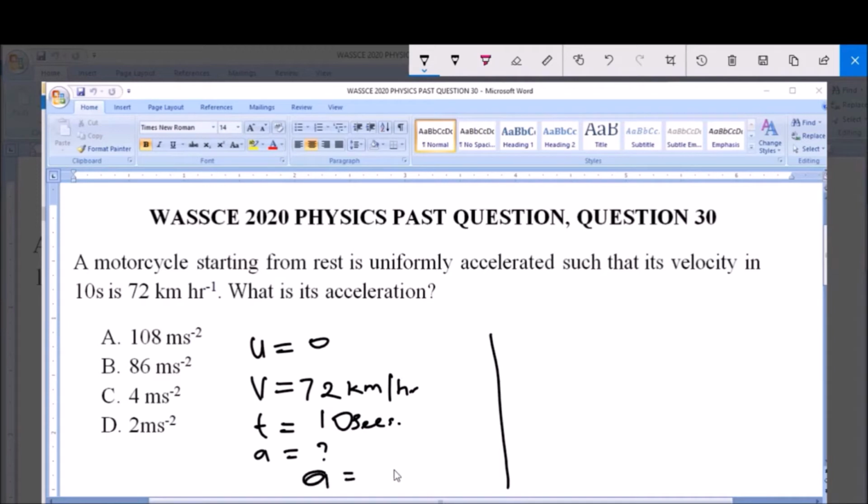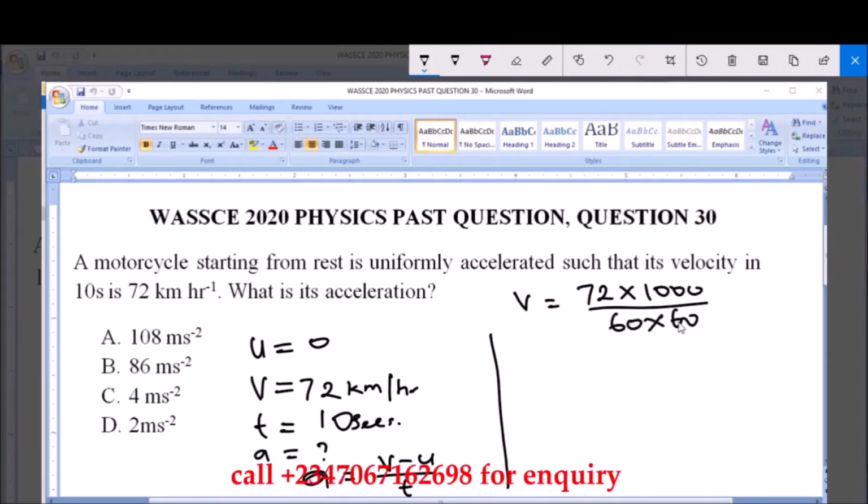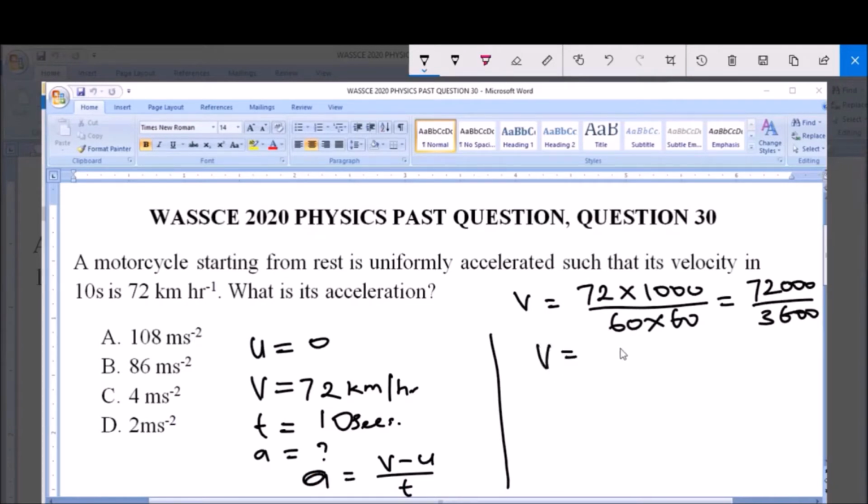Now we are asked to find the acceleration. We know that acceleration is equal to final velocity v minus initial velocity u, all over the time taken. But if you look at our options, they are given in meters per second, but the velocity given to us is in kilometers per hour, and the time is in seconds. So we have to convert our final velocity from kilometers per hour to meters per second. In doing this we say v is equal to 72, since 1000 meters make 1 kilometer, times 1000, all over, per hour we have 60 minutes, and in a minute we have 60 seconds. So all over 60 times 60, and this is equal to 72,000 over 3600. From here, v, final velocity, is equal to 20 meters per second. Now we have our final velocity in meters per second.